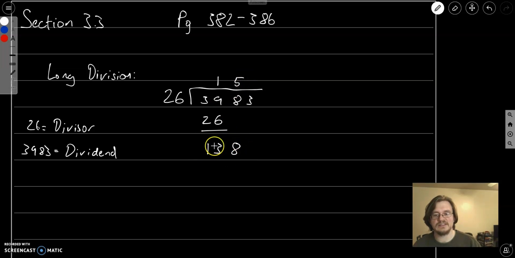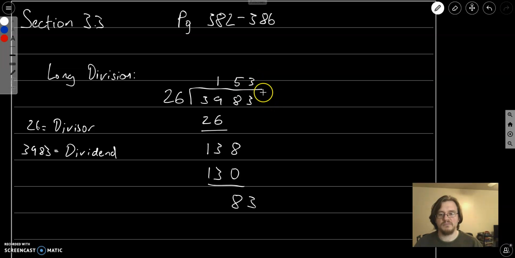So again, we're just dividing this smaller number by 26. We'll get 5. 5 times 26 would be 130. We then subtract and bring down. So again, we divide, we multiply, and subtract. For the next one, we look at this and we just divide 83 by 26, and we should get 3. 3 times 26 will be 78. 83 minus 78 is 5.